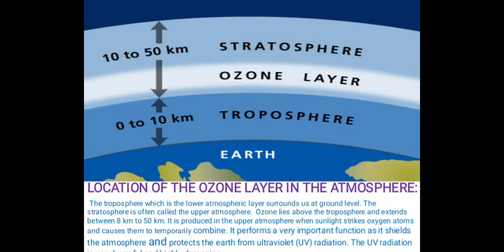Location of the ozone layer in the atmosphere. The troposphere, which is the lower atmospheric layer, surrounds us at the ground level. The stratosphere is often called the upper atmosphere. Ozone lies above the troposphere and extends between 8 km to 50 km. It is produced in the upper atmosphere when sunlight strikes oxygen atoms and causes them to temporarily combine. It performs a very important function as it shields the atmosphere and protects the air from ultraviolet radiation, the UV radiation.